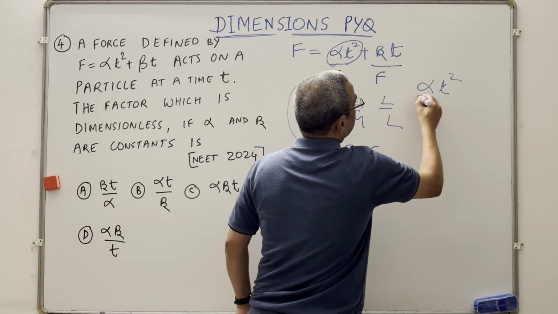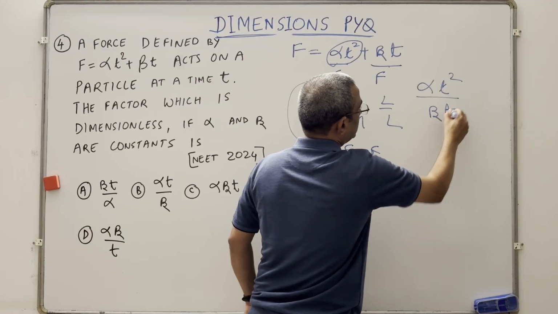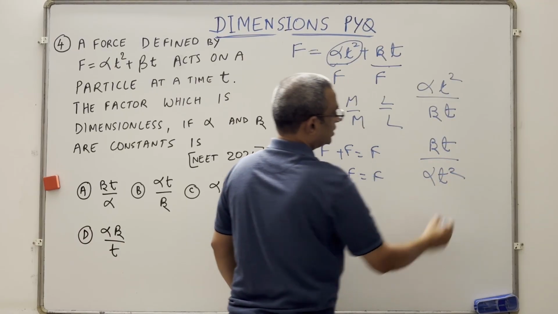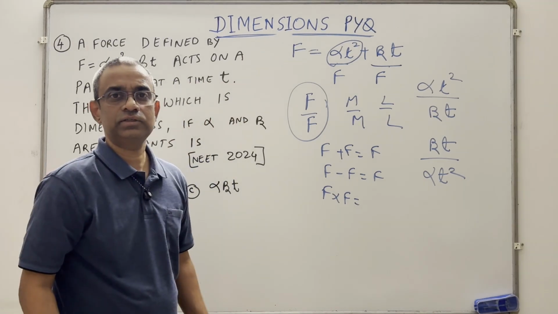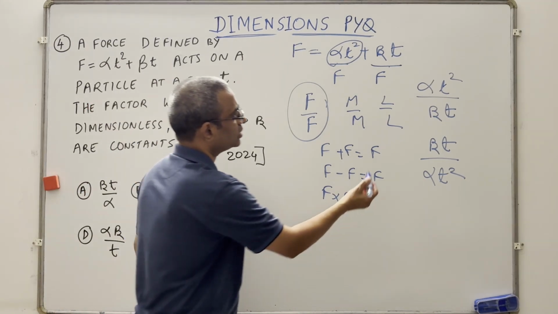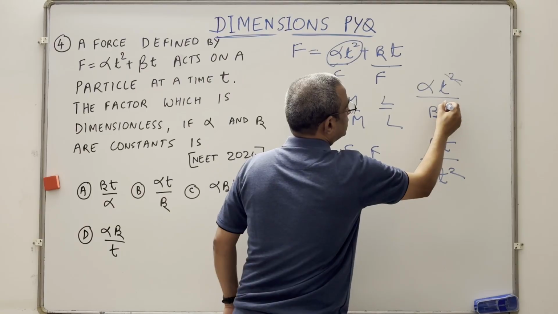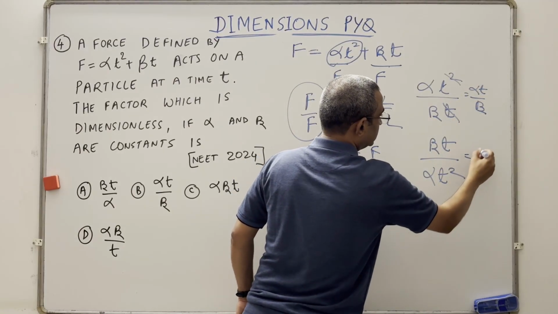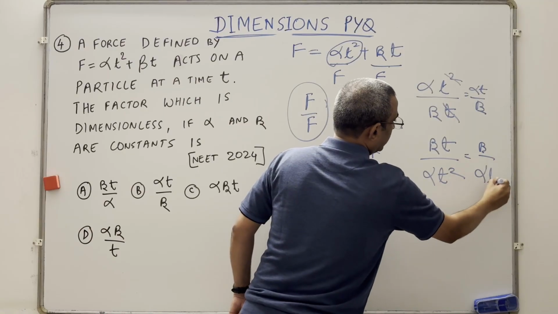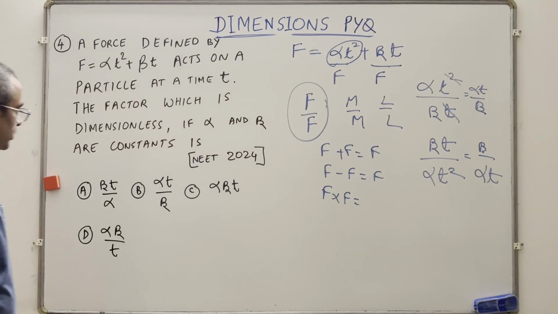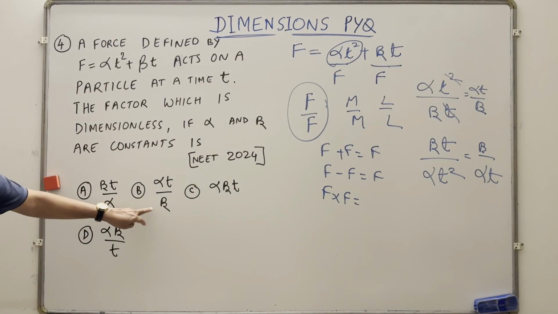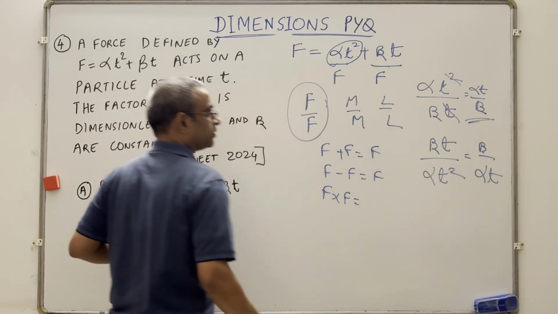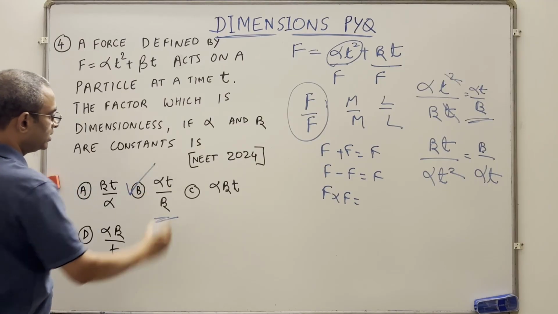So the only option is force by force. So this is also force and this is also force. So alpha t square by beta t, or beta t by alpha t square. These are the only options that give us a dimensionless quantity. So let us look at this one. So this is alpha t by beta, and this is beta by alpha t. What options do we have? Here we have alpha t by beta. This one is matching this one. So this is our right answer.